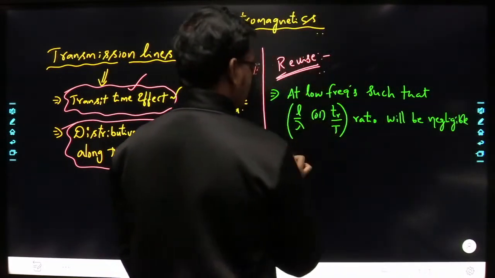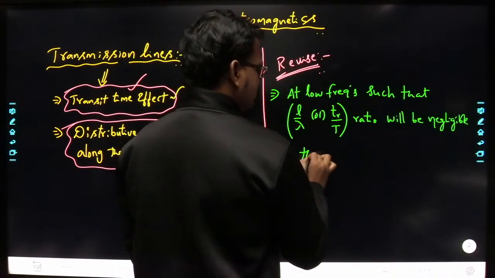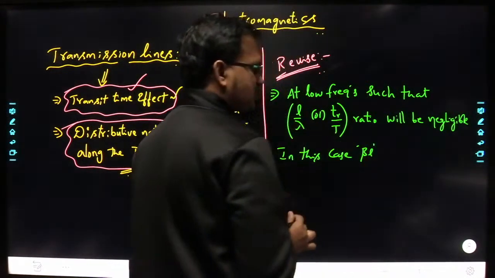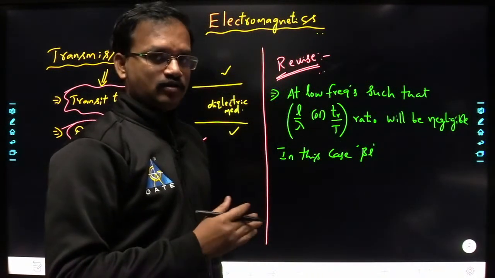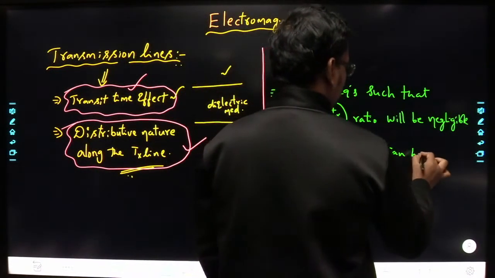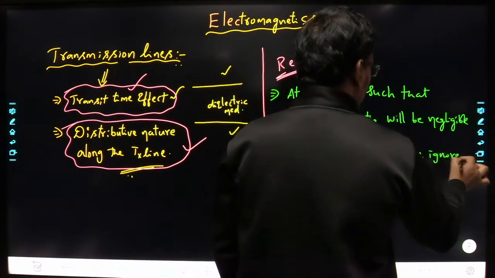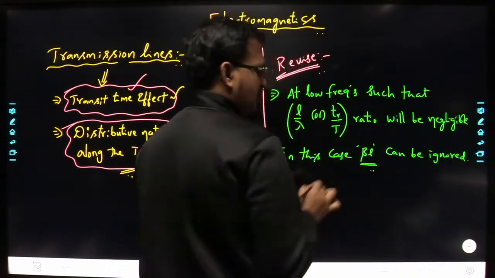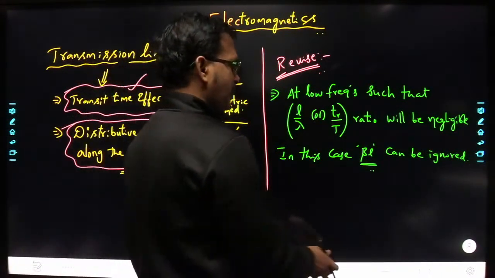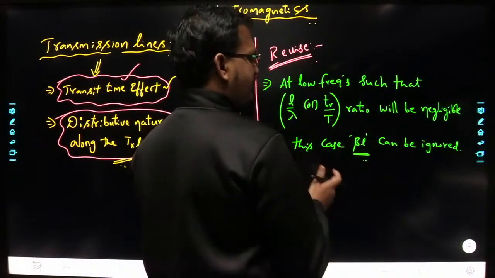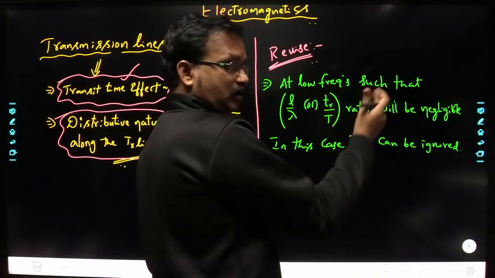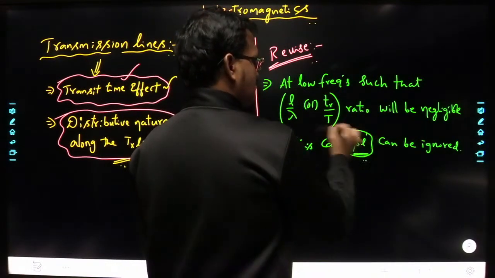So in this case, beta L, what is beta L here? Beta L is nothing but the change in phase over length L, yes or no? So in this case beta L can be ignored. Beta L represents the change in phase over length L. Understood? Okay. That means we can ignore the phase shift between source and load. Understood? So that is beta L, right?